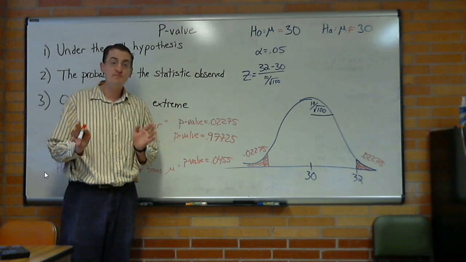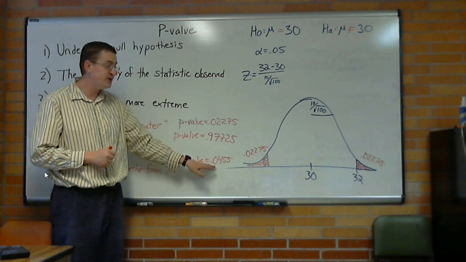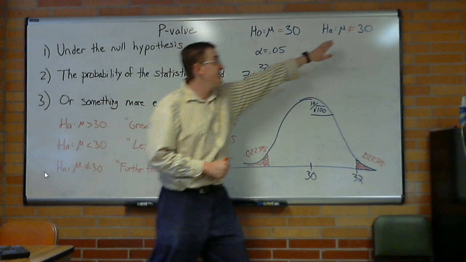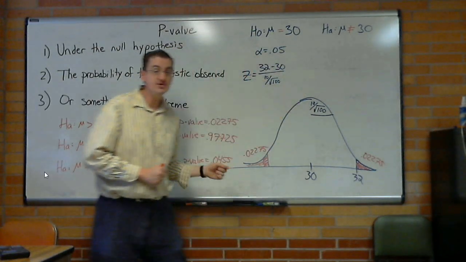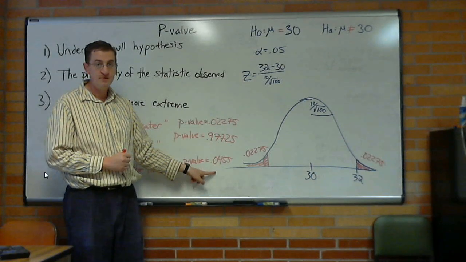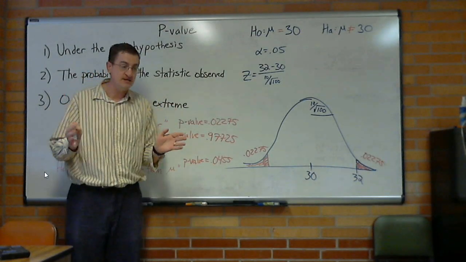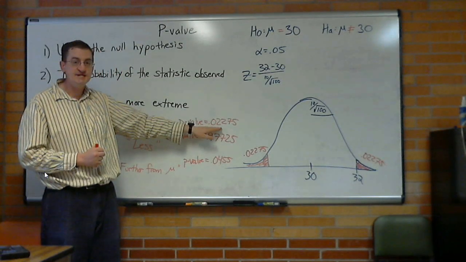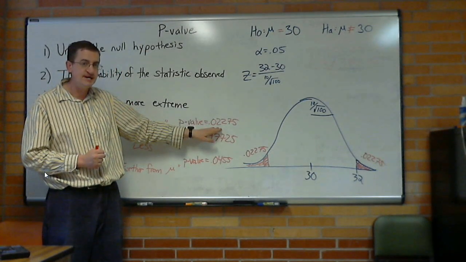Here's some very common questions students ask. How do I know when I'm supposed to be doubling my p-value? The answer is, if it's a not equals, then you need to find the small tail and double that to get your p-value. What does the p-value mean? Well, if the null hypothesis was true, we would see this kind of data only 2% of the time.